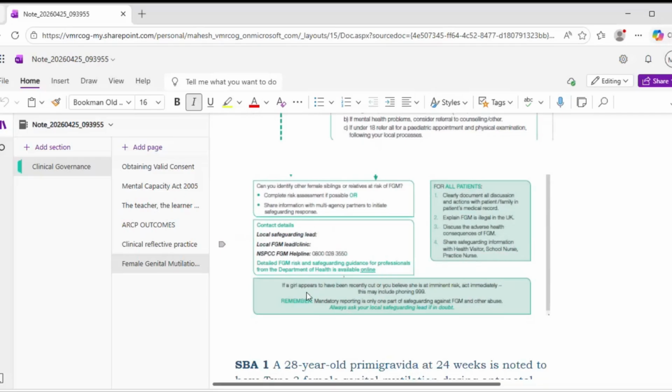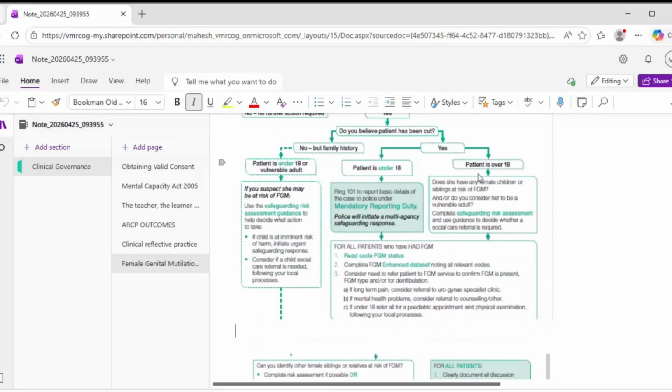So if the girl appears to have been recently cut, or you believe she is at imminent risk, act immediately, and this may include phoning 999. So you have to inform the police here. One thing we have to remember, mandatory reporting is only one part of safeguarding against FGM and other abuse. Always ask your local safeguarding lead if in doubt. So this is the flowchart. These particular scenarios sometimes can be asked in EMQs, so please remember this particular flowchart.